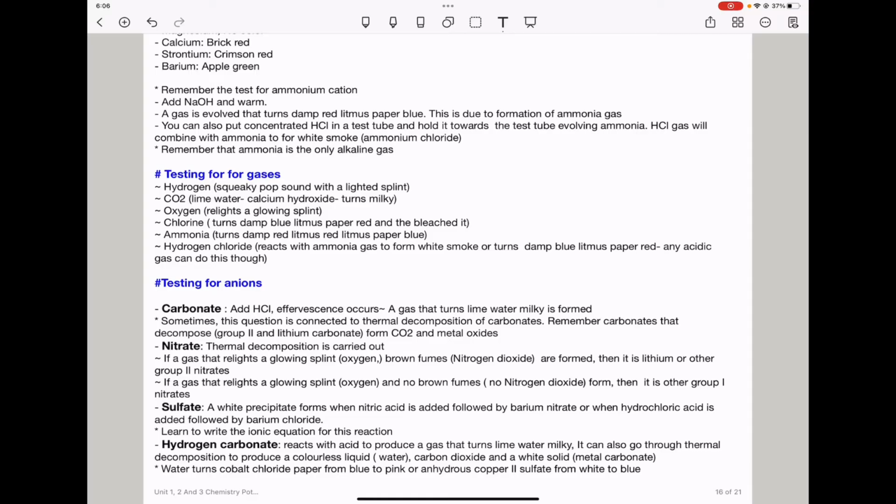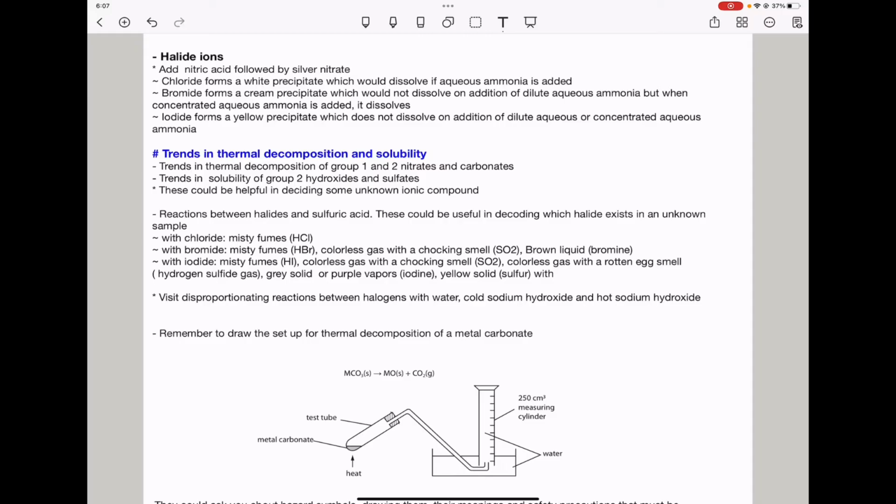Moving on. Testing for halide ions. Here you need to add nitric acid followed by silver nitrate. If it's chloride, a white precipitate will form which dissolves if aqueous ammonia is added. And if it's a bromide, a cream precipitate is going to form which does not dissolve on addition of dilute aqueous ammonia, but will dissolve when concentrated aqueous ammonia is added.